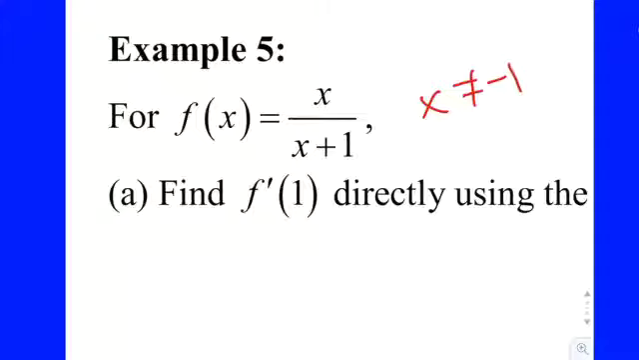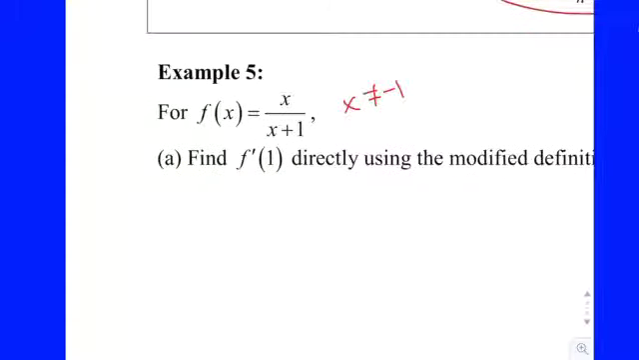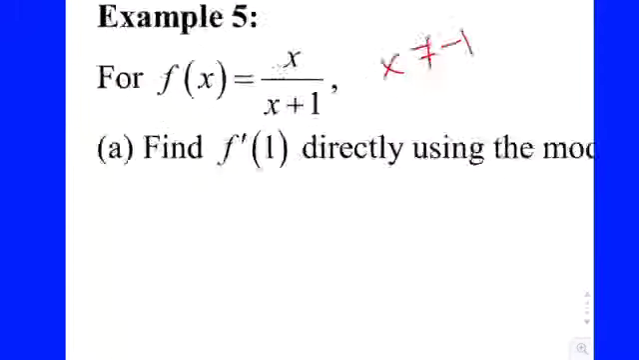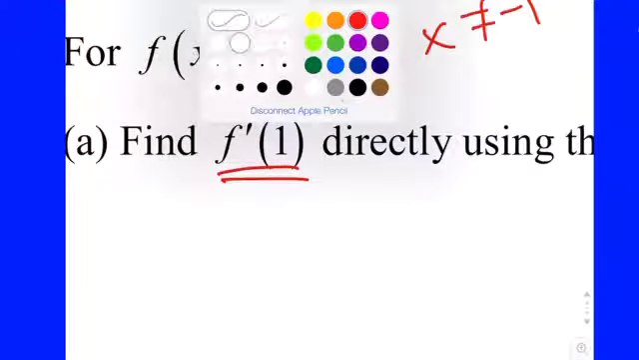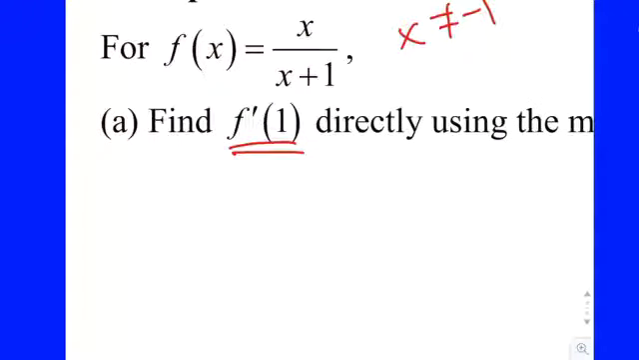Probably not, no. So chances are the derivative, if it's worth anything at all, is also not going to be defined at negative 1. We shall see. Well, actually, we shall not see because we're not doing that. We're finding f prime of 1. So instead of finding f prime of x, we're going to find a slope at 1 directly. So here's what we'll write.